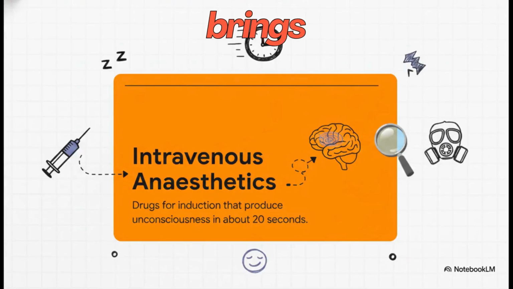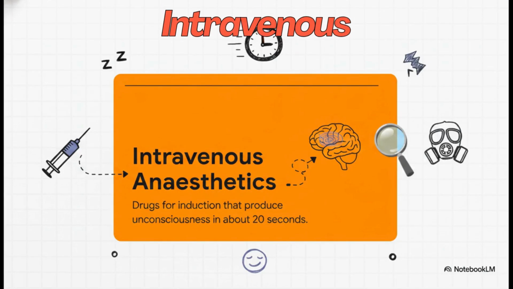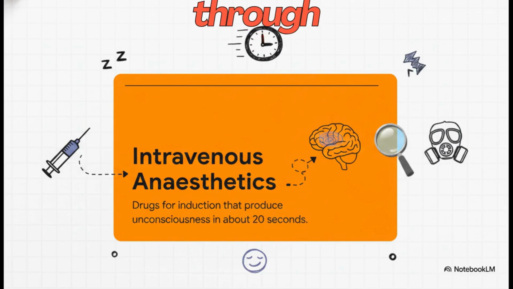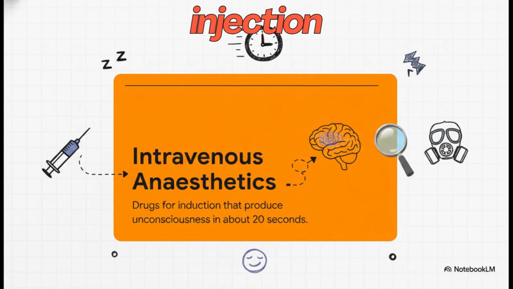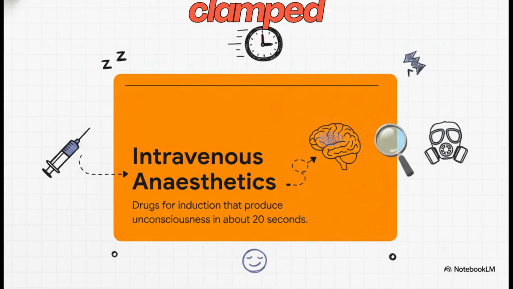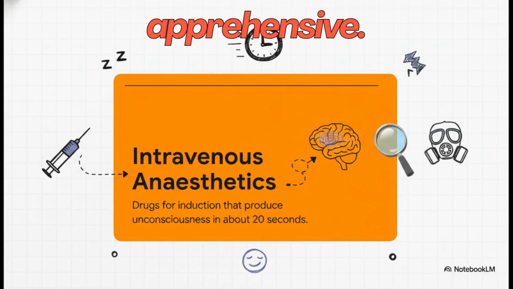And that brings us to our core definition. You want to write this down exactly. Intravenous anesthetic agents are drugs used for the induction of anesthesia that produce unconsciousness in about 20 seconds. Literally 20 seconds. They act the very moment the drug travels from the injection site straight through the bloodstream and reaches the brain. And they're preferred over older gas masks because, let's be honest, a simple injection completely lacks the menacing, panic-inducing quality of having a face mask clamped over you when you're already apprehensive.